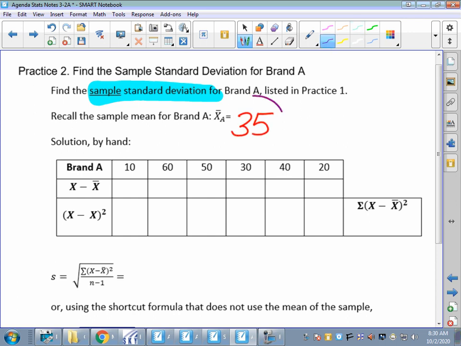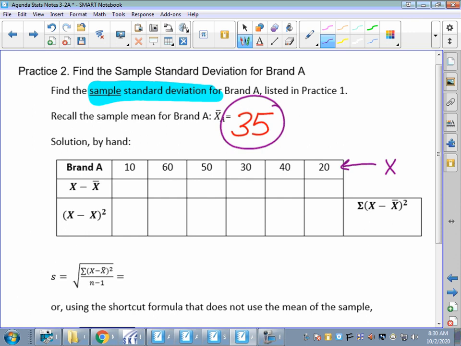So this is an important number. This is our first calculation. We need to know our X bar. So for brand A, I listed all the numbers across in this table. This was all of my X values. So my first step is I need to do X minus X bar.